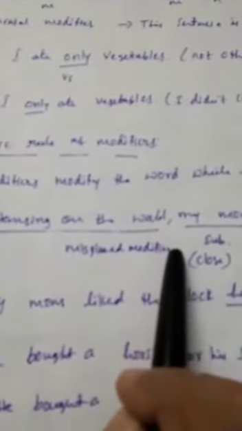Okay, what is the correct sentence here? My mom liked the clock hanging on the wall. Okay, hanging on the wall is modifier. My mom liked the clock hanging on the wall. Okay, and one more sentence, one more example.